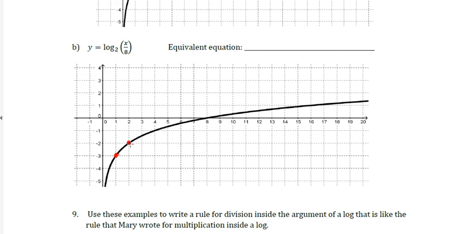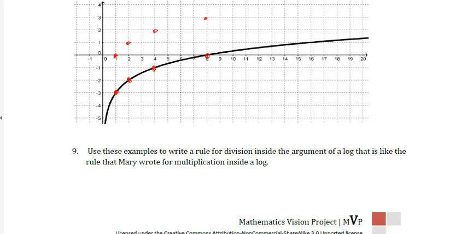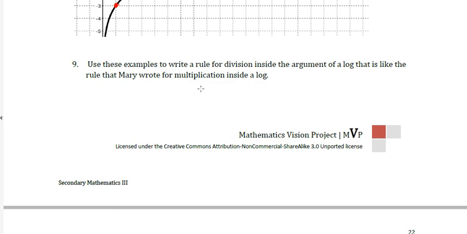Let's see if that holds true. Now, my hypothesis here is that we have x divided by 8, so this should be shifted down 3. It's a good guess. Let's see if it actually works out. And lo and behold, that's how it works. Log base 2 of x minus 3. Use these examples to write a rule for division that looks like the rule for multiplication. Log base 2 of a over b equals log base 2 of a minus log base 2 of b.